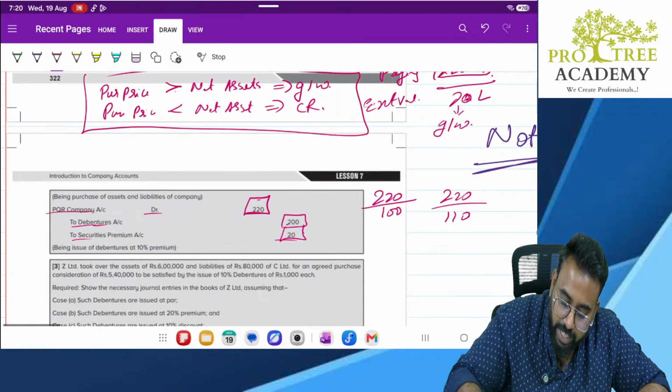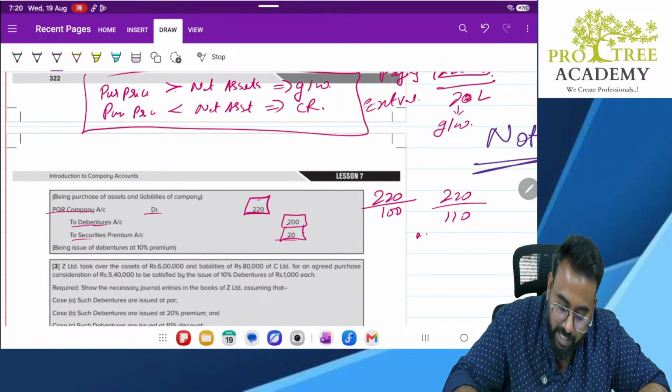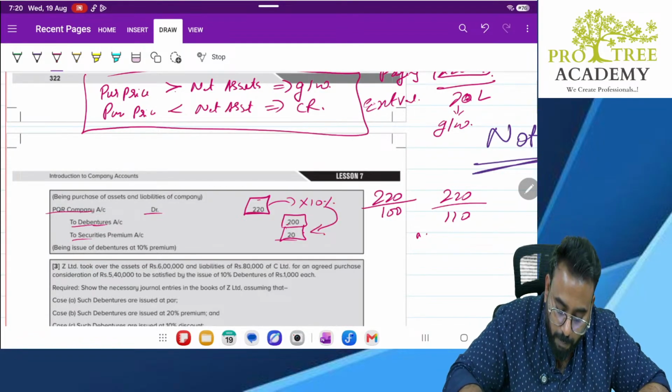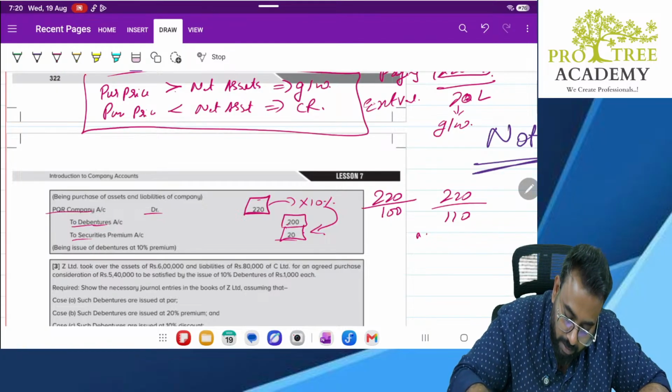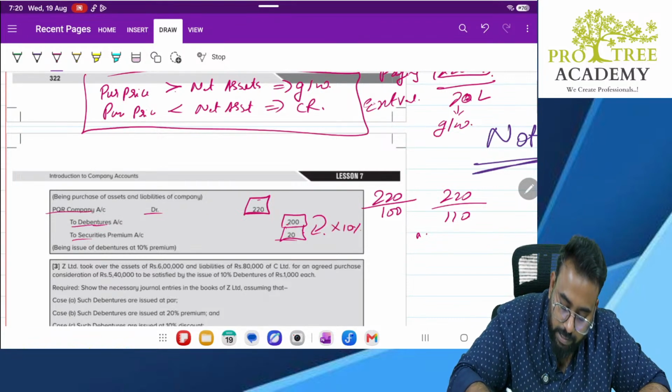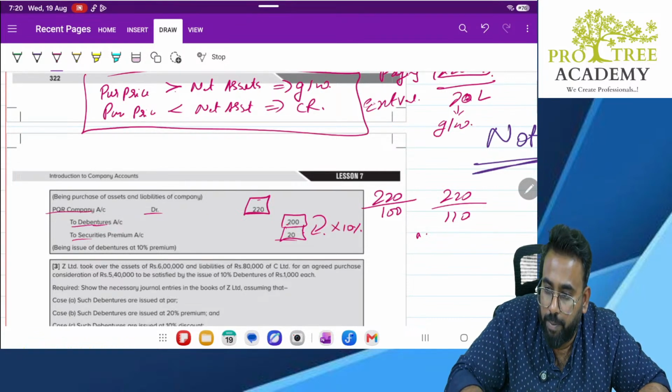So in this, they have not given number of debentures, face value, nothing is given. So what you do is, on this 220 only, you multiply 10%. That will be your premium. Not on this, sorry, my mistake. On this 200, you multiply 10%. That will be your premium. Clear?